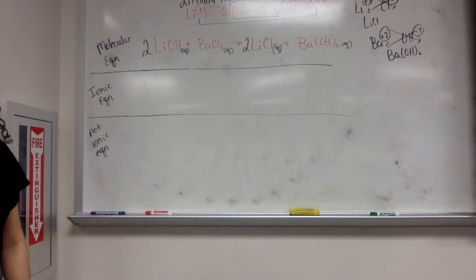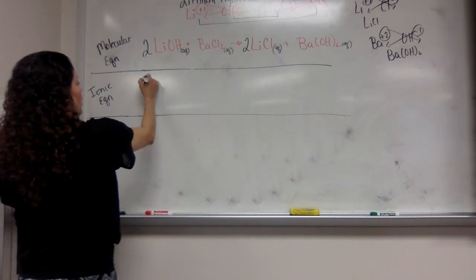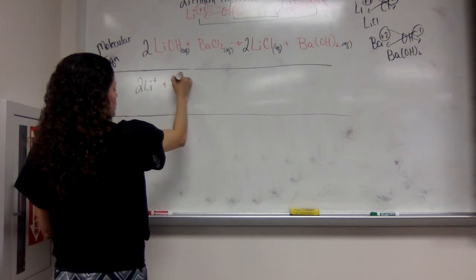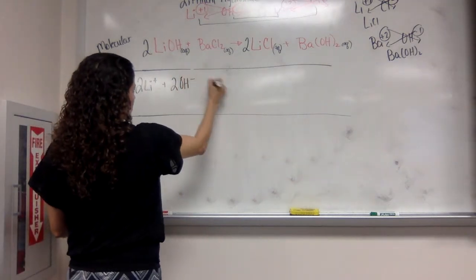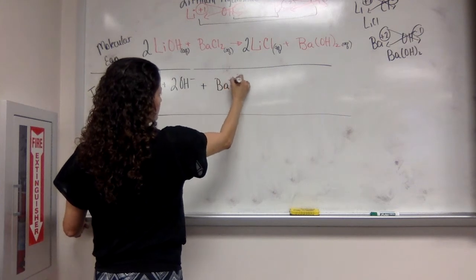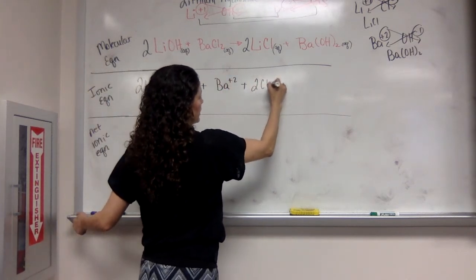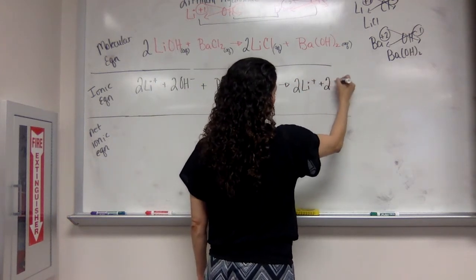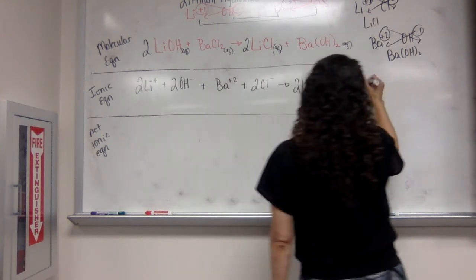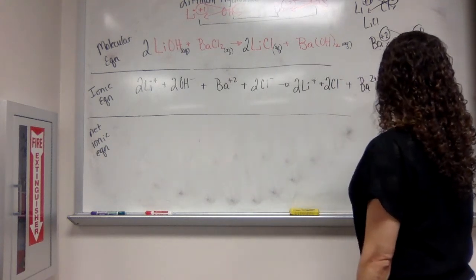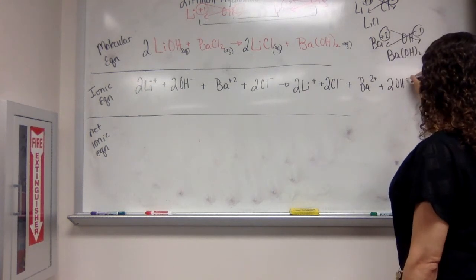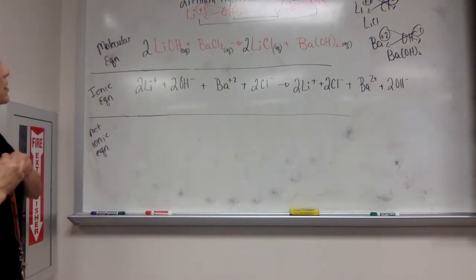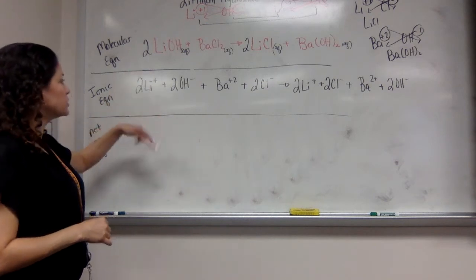Now, if you notice, all of them are going to be aqueous, so they're all going to dissociate. So I'm going to go ahead and write them down. I've got 2 lithium ions plus 2 hydroxide ions plus 1 barium ion plus 2 chlorine ions reacts to produce 2 lithium ions plus 2 chlorine ions plus 1 barium ion plus 2 hydroxide ions. Okay, so all I did was break them down into their ions. They'll dissociate into their charges.